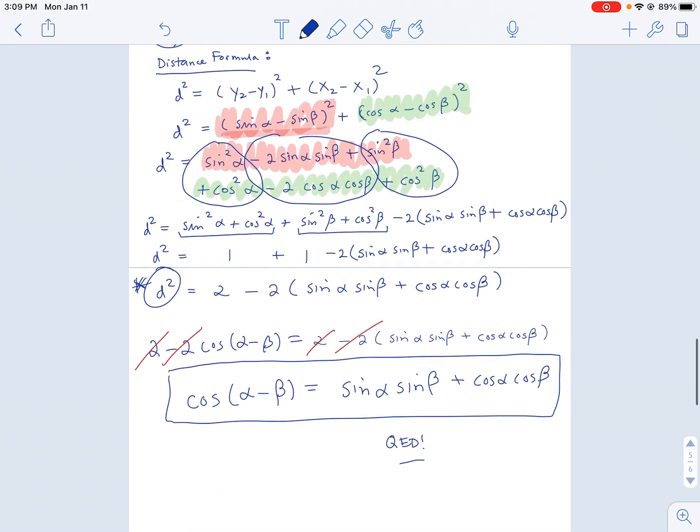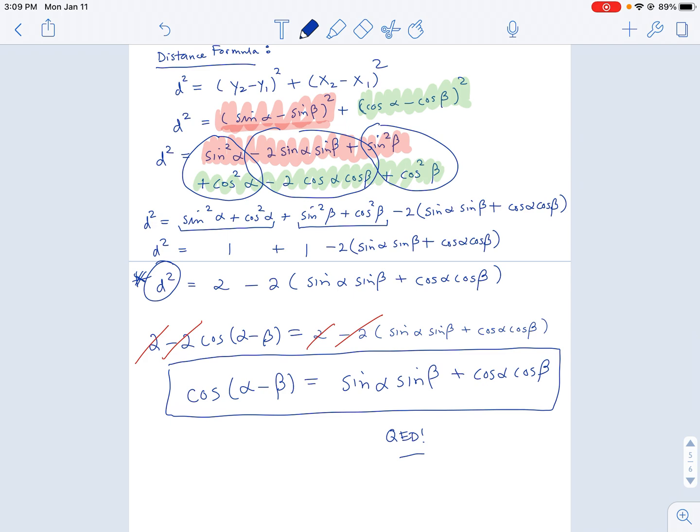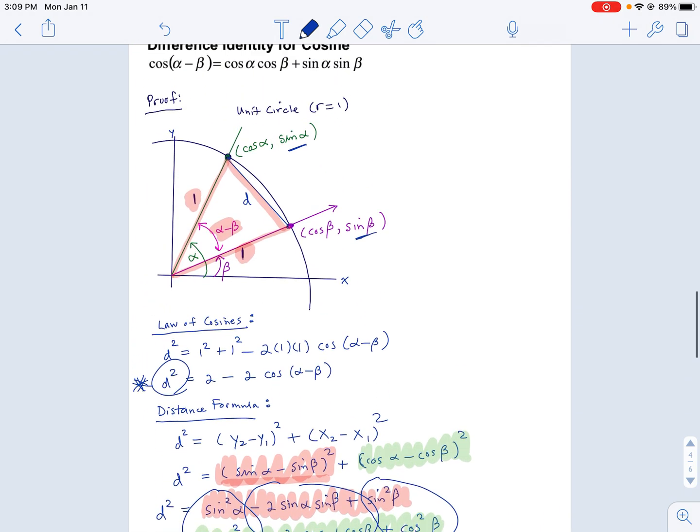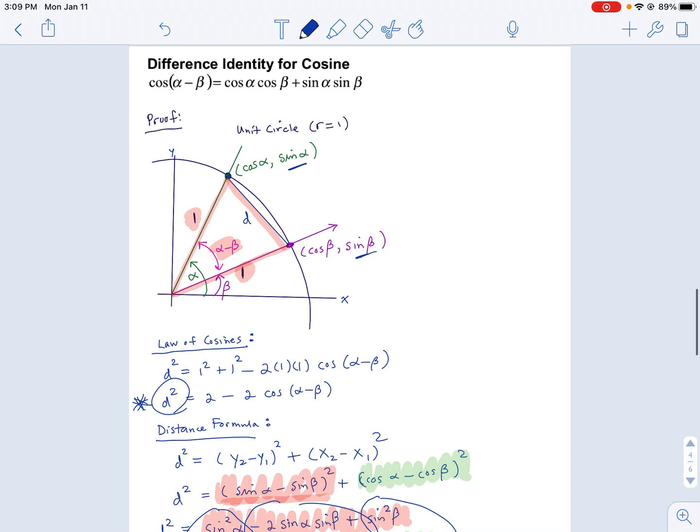All right, guys, I hope that helps. And for what it's worth, all the other formulas are spin-offs of this one. This is the hardest proof there is, but that's the proof of the difference identity for cosine. So I hope you found that interesting.